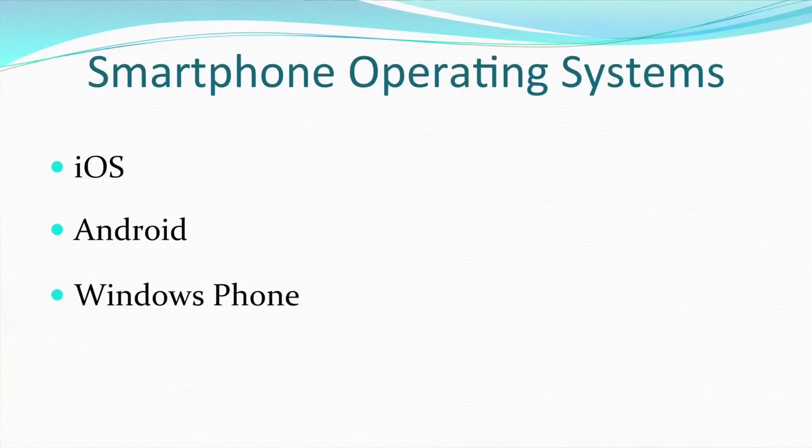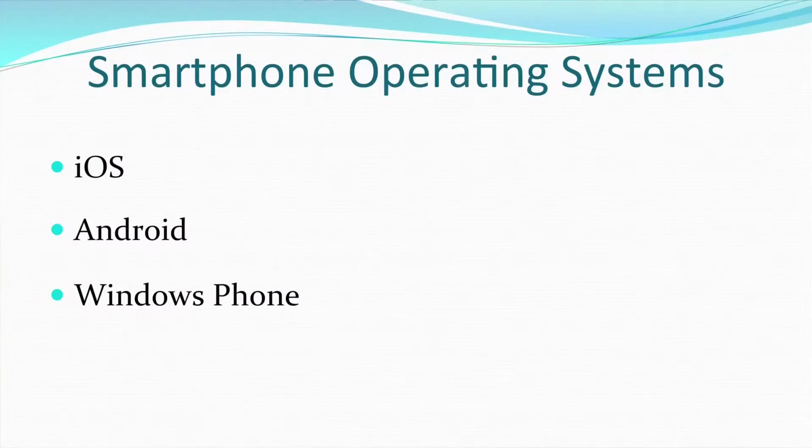Then we move on to the smartphone operating system. These days we are quite used to smartphone operating systems. Each of us has seen a smartphone. A smartphone is one which has internet facility along with it. So, three types of operating system are discussed here as far as smartphones are concerned. One is iOS, second is Android and third is Windows Phone. So, we take them one by one.